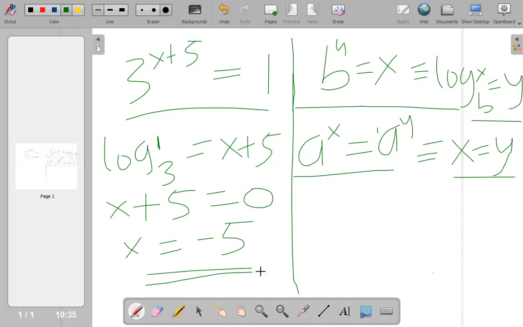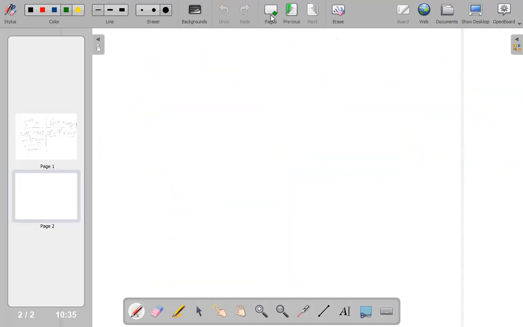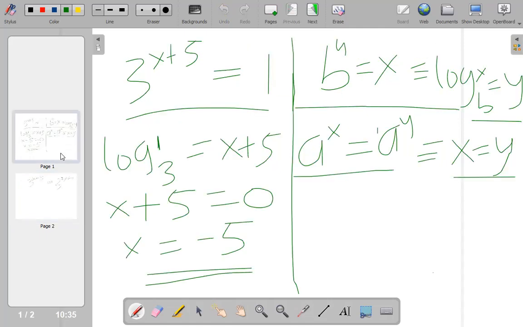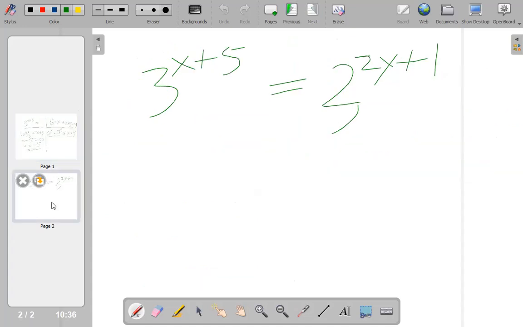Now what if your question is given to you in the other form? Let's say 3 to the x plus 5 is equal to 3 to the 2x plus 1. Then this method says that if you are given an exponential equation with the same base on both sides, you just equate their powers and solve. That is how you remove your expression from the exponent. So base 3 equals base 3.